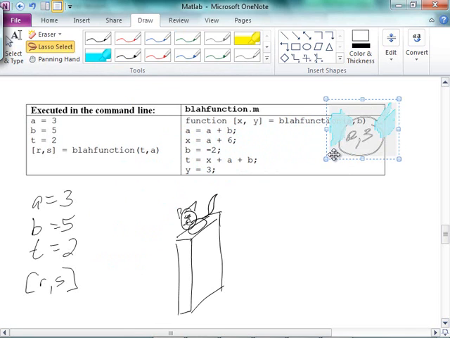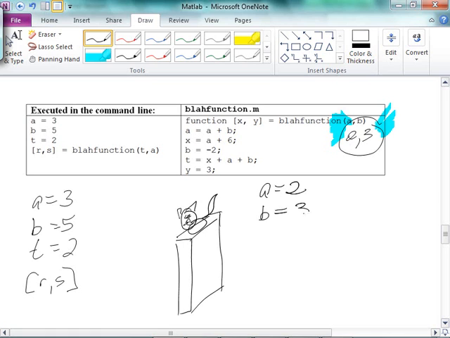Okay, so then our blah function is a and b, of a and b. So the function is like, thank you for the inputs. So that must mean that a is equal to 2 and b is equal to 3, because the first one's a and the second one's b. It's like, thanks for that information. Then we have a is equal to a plus b, which means it's 5. And a has been overwritten. Then we have x is equal to a plus 6, which makes it 11.